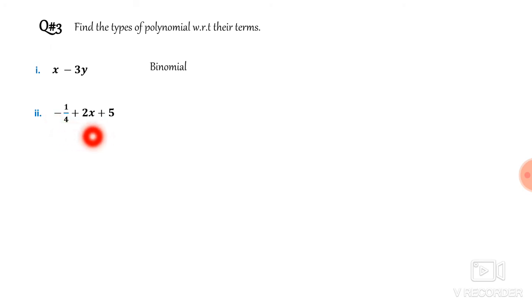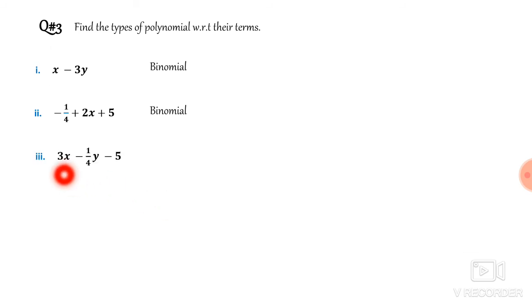Here it seems like we have three terms, but if we pay attention, we can find out that this plus 5 and this minus 1 upon 4 both are constants. They can be solved together. So if we simplify it, we will be left with only two terms. So this is a binomial. Simplify it first, solve them, and then identify.